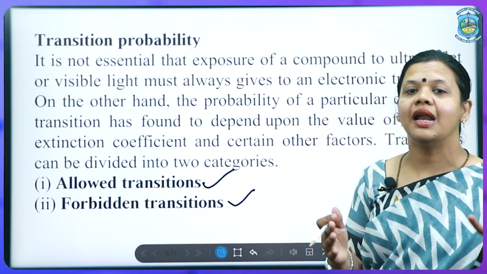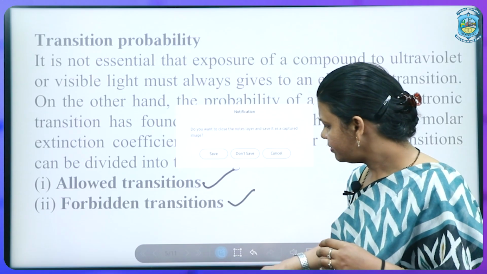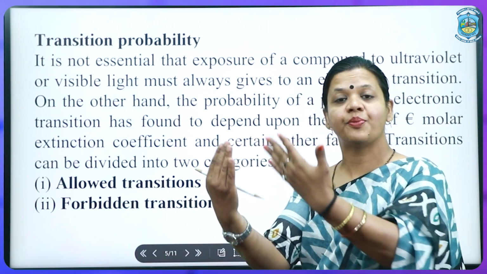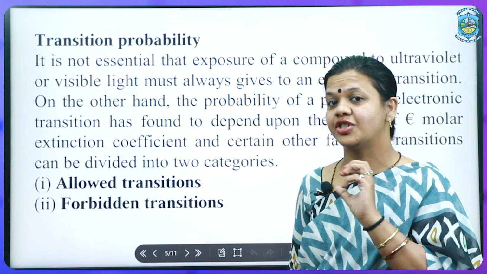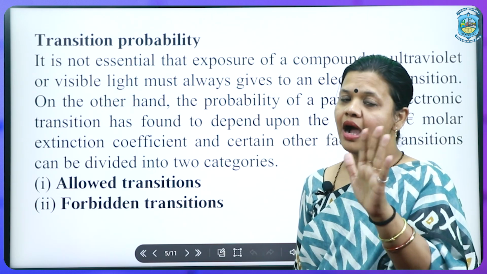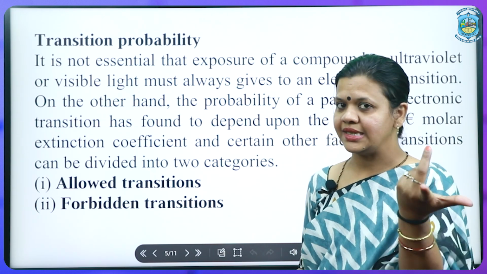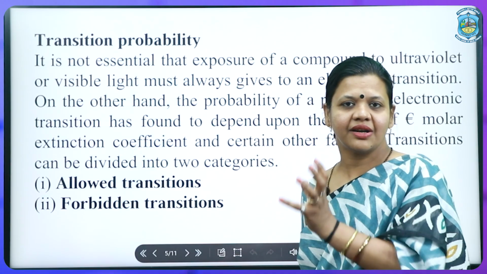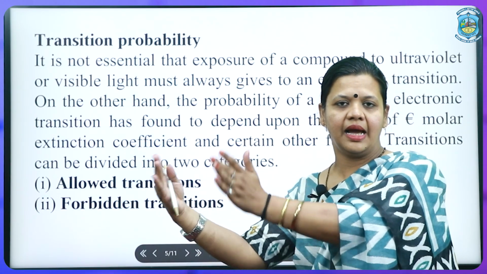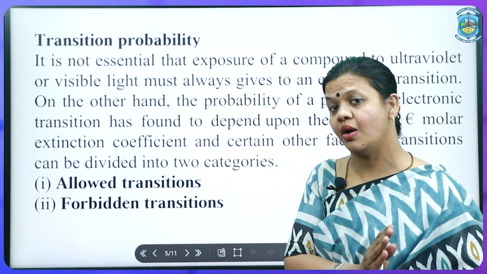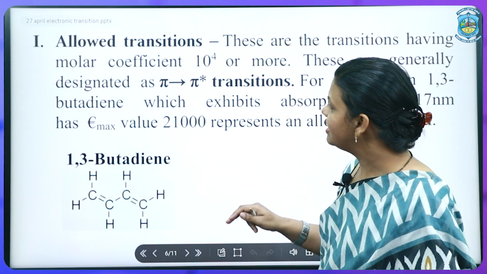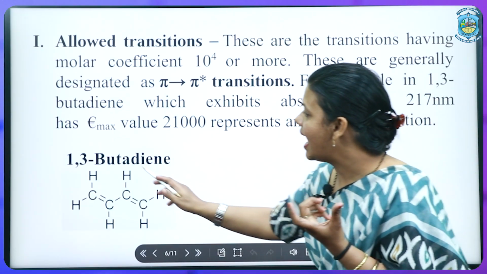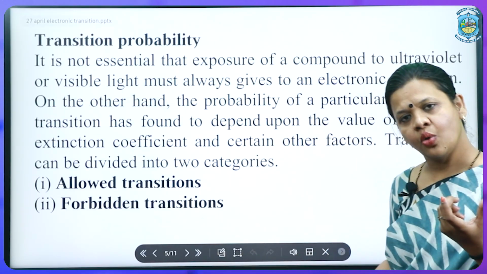So what do we mean by allowed and forbidden transition? As the term itself suggests, allowed means the process can take place, and forbidden means the process will not occur because of certain constraints and certain reasons. So what is the criteria on which we analyze that this type of transition will be allowed and certain transitions will be unallowed in the molecule? The criteria is on the basis of a value which is known as molar absorption coefficient.